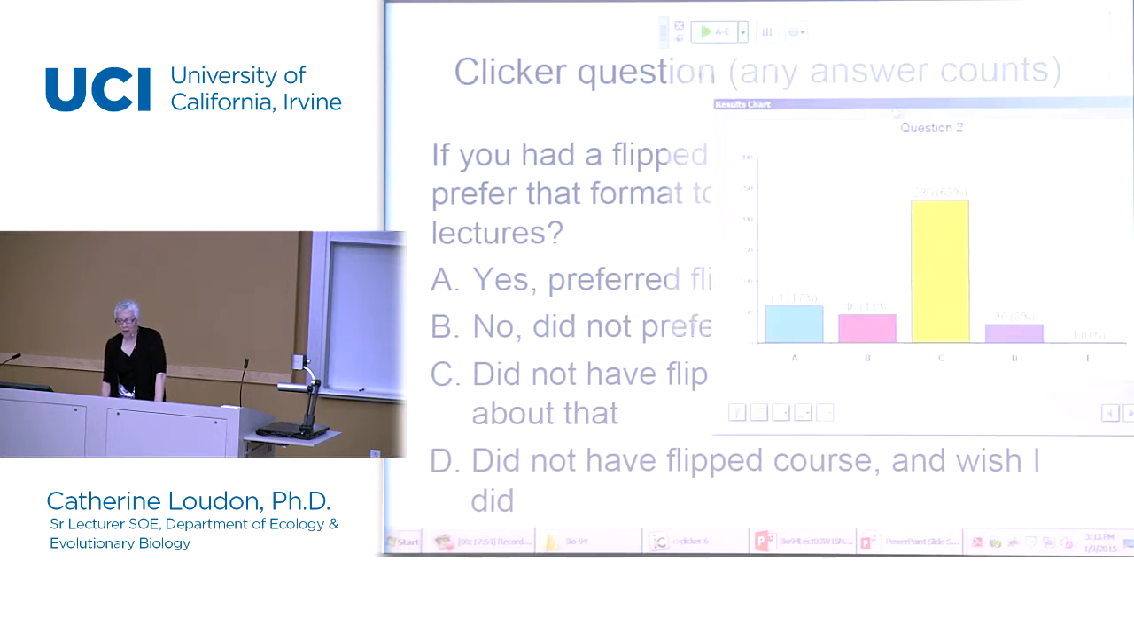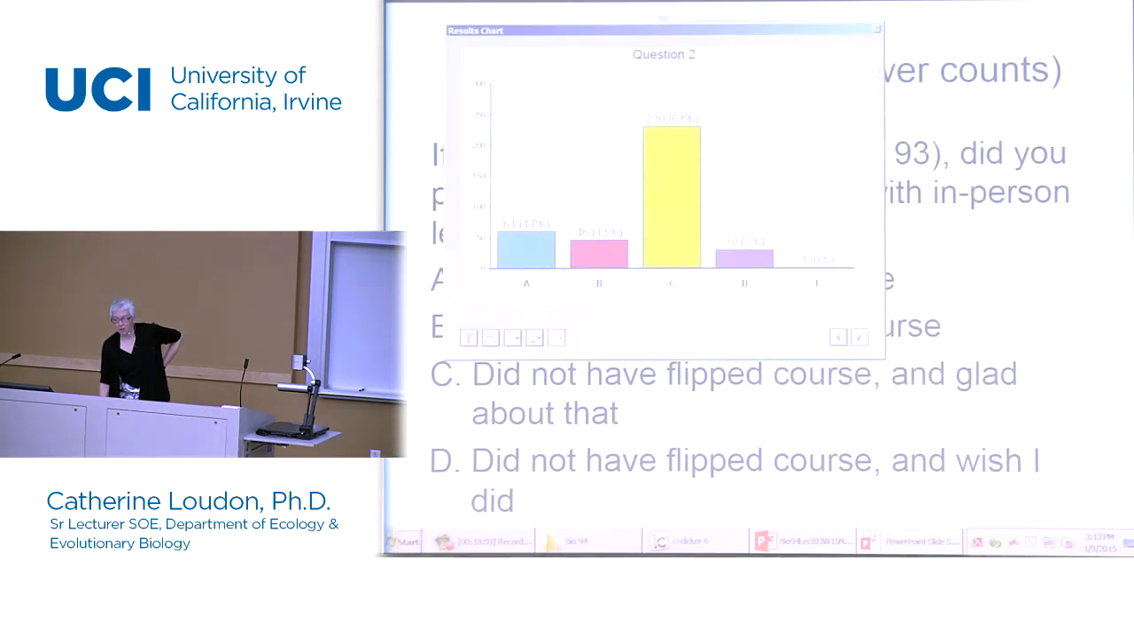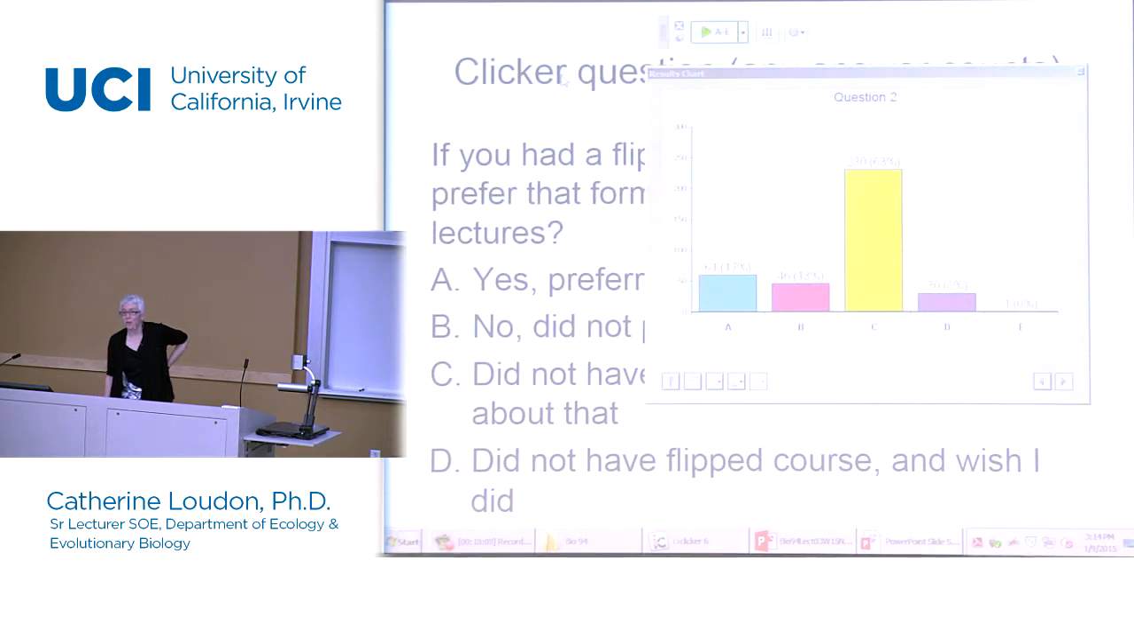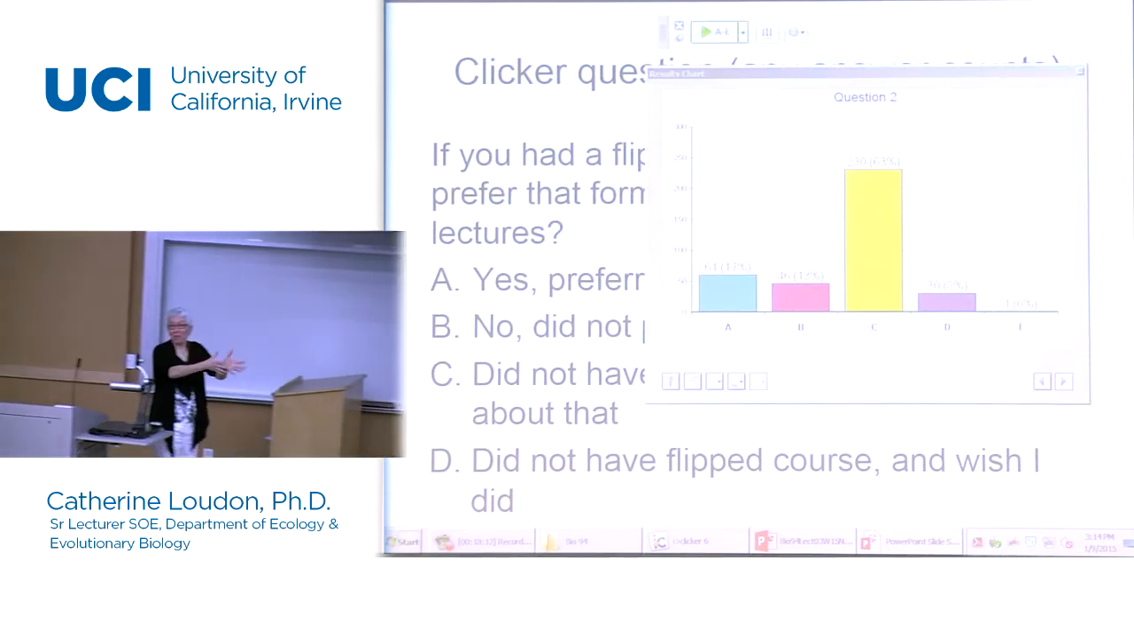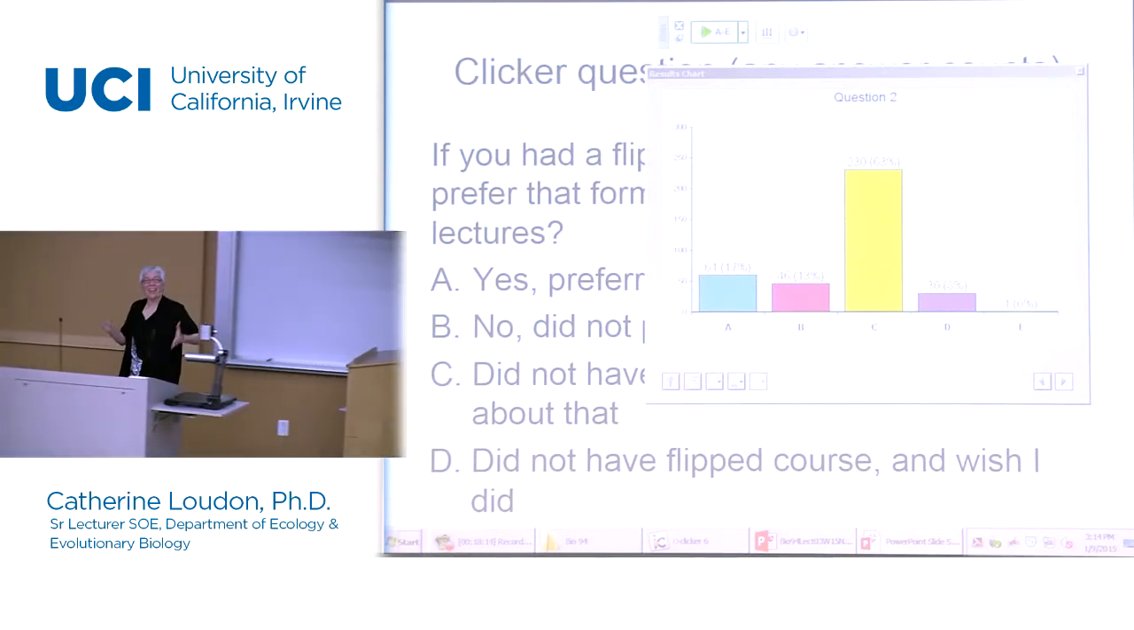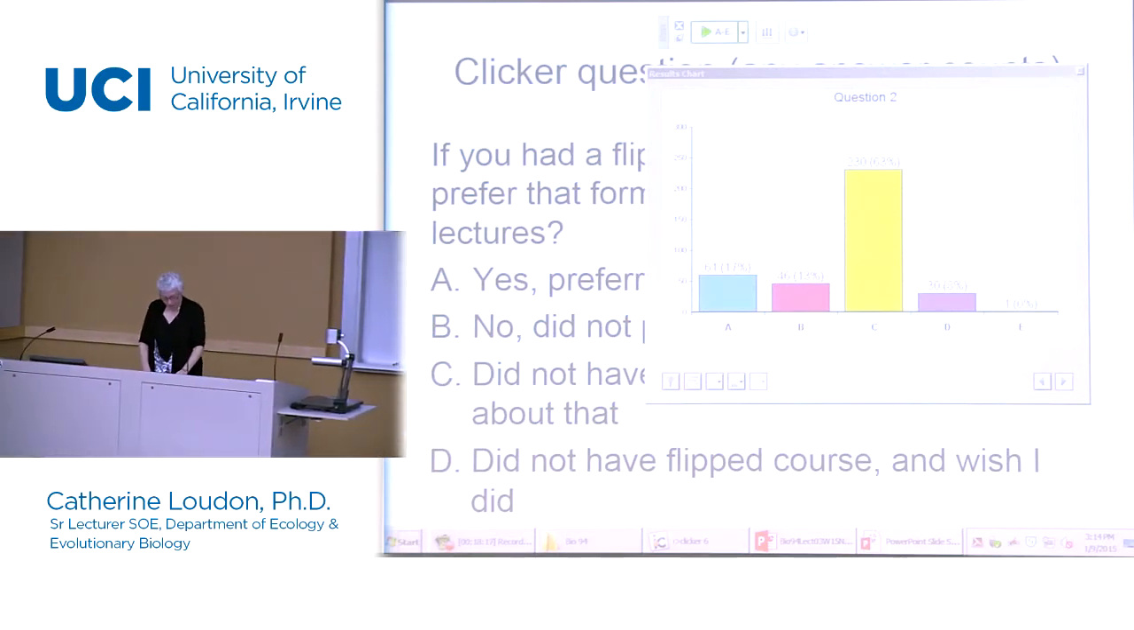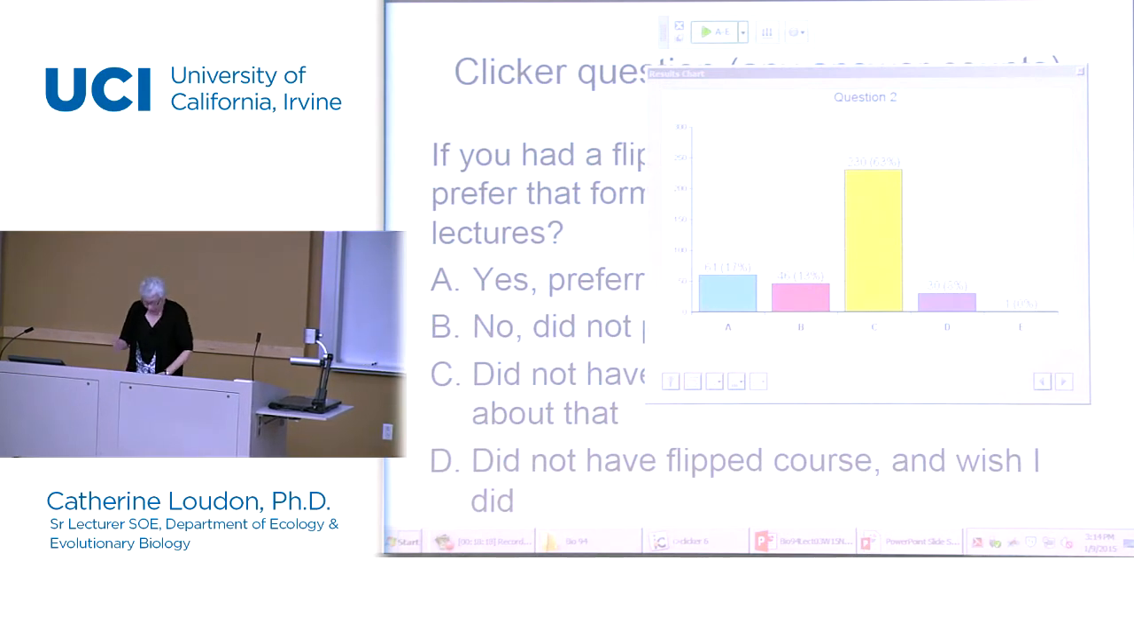Look at this pattern here. Of those of you who did have a flipped class, most of you are, in fact, happy about that, but those of you who did not have a flipped class, which would be C or D, you're glad that you didn't. So those of you who actually experienced that are happy about it, and those of you who didn't are also happy about it. So perhaps there's some sort of self-selection going on here, that you made sure that you were in or not in a flipped version of the class. Anyway, I'll be interested in talking to you guys about that.